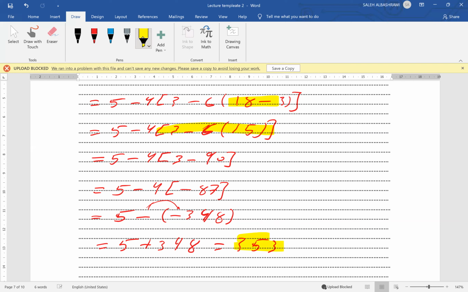So if we need to simplify such expressions, we have to go with the order. Start with the innermost, which is the bracket, what is inside. Then we go with the power first, then multiplication and division, the one that comes first from left to right. Then addition and subtraction, also the one that comes first from left to right. And this will give me the value of the expression.